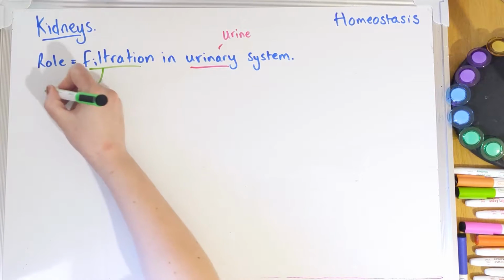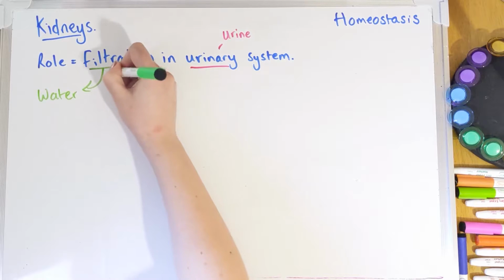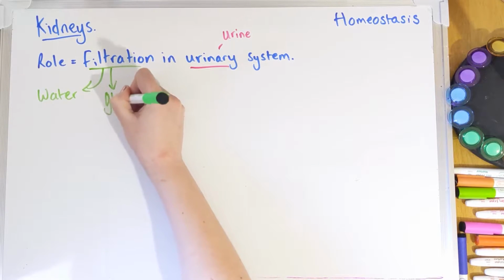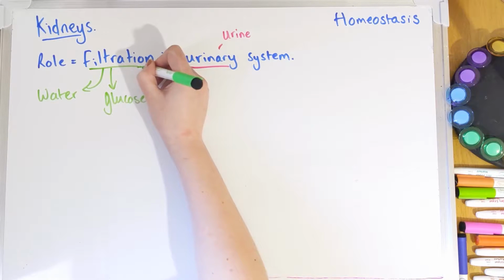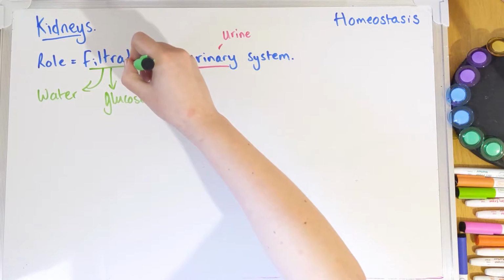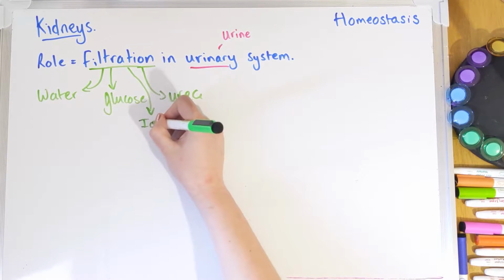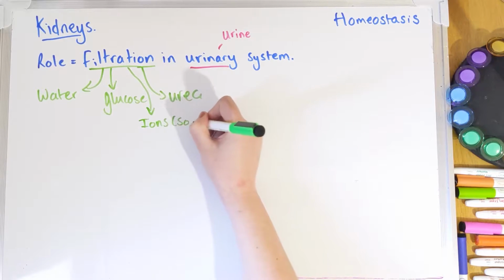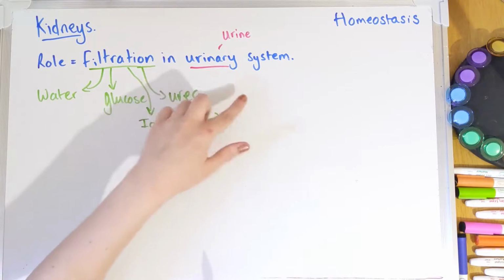Your kidneys filter a number of things to and from your blood. So these include water, you have glucose, you have something called urea, which we'll talk about in a second. And you also filter out ions. Ions you might know from chemistry as charged particles. Here they're things like salt, for example, and sodium is a very important ion in your body. So the kidney's role is the filtering of these substances to make urine.